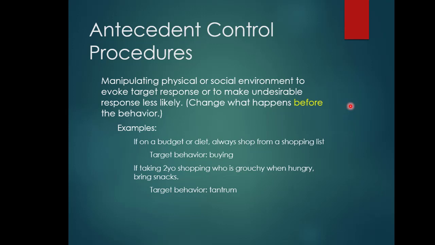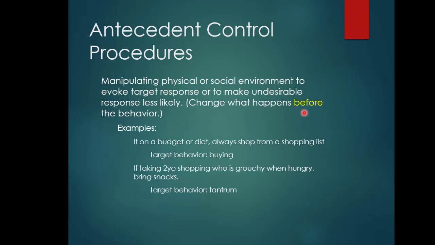And so what we want to do is arrange our environment to make the unwanted behavior, the problem behavior, less likely to occur, but at the same time arrange the environment to make whatever replacement behavior we've identified more likely to occur. So I think of it kind of like a balance. You want to decrease one behavior, and as you decrease one behavior, you're increasing the chances of a more desirable behavior occurring.